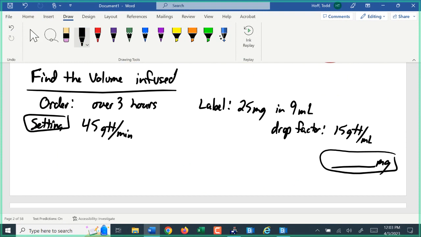We're going to talk about safe dosages and verifying that a dosage is safe. This would be an example of that type of calculation where we need to make that verification that this dosage is safe. So now here we can start with really any of the numbers we have here. I'm going to start with the order of being over 3 hours.